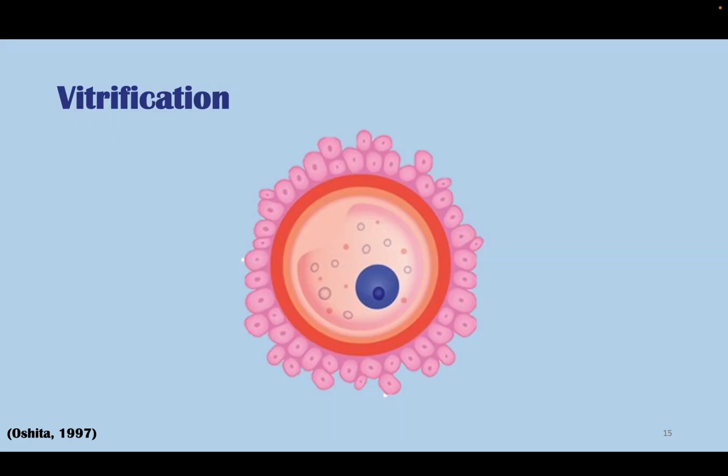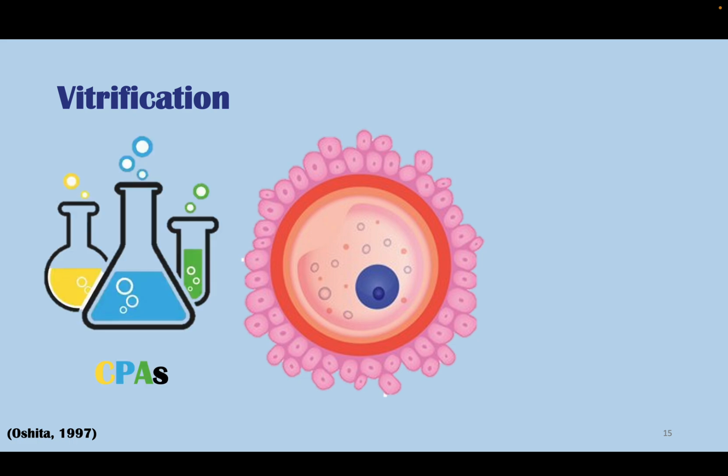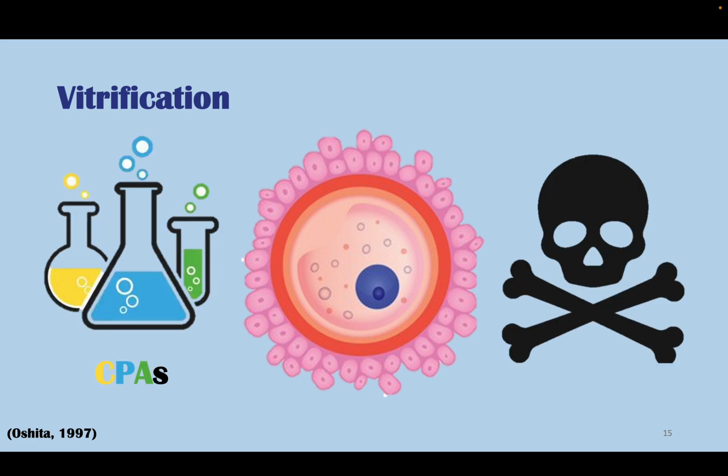Vitrification is also known as rapid cooling. For this method, ice is not a concern because the cooling process is way too fast, but the high concentration of CPAs could be toxic to the oocyte.